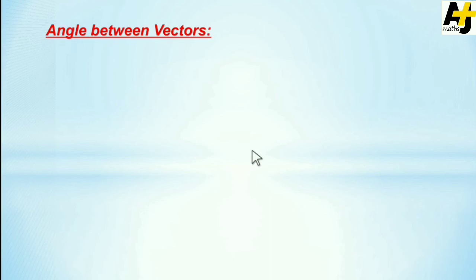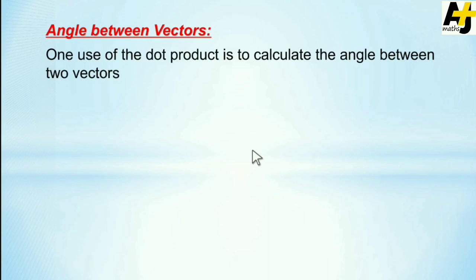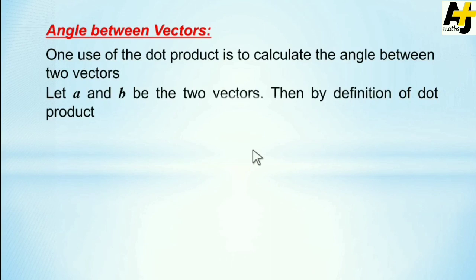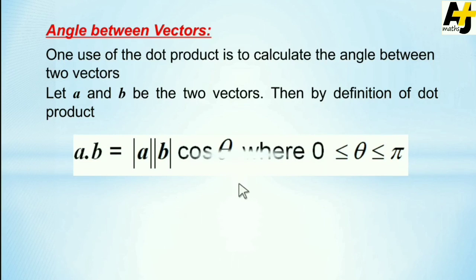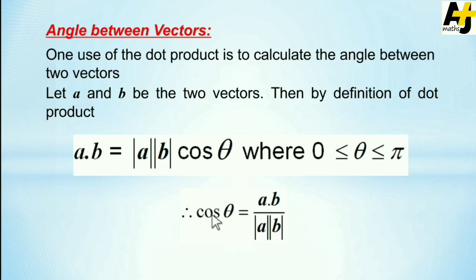Angle between vectors. One use of the dot product is to calculate the angle between two vectors. Let A and B be two vectors. Then, by the definition of dot product, what will be the angle between the two vectors? It is simple: A dot B equal to magnitude of A times magnitude of B times cos theta. We have discussed this before, where theta is greater than or equal to 0 and less than or equal to pi. Now we calculate cos theta from this relation by dividing by magnitude of A into magnitude of B. So cos theta equals A dot B divided by magnitude of A into magnitude of B. This way we find the angle between A and B.